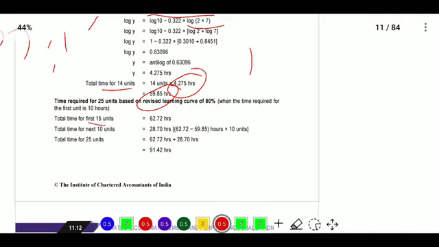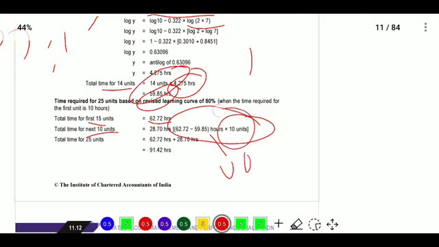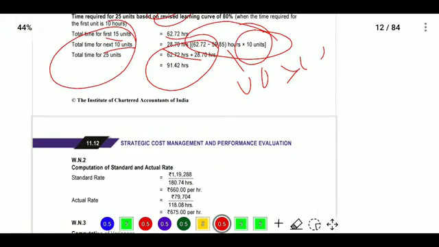So for the first 15 units it will be 62.72 hours, and for the next 10 units, this is 62.72, that is related to 15 units, minus 14 units 59.85. This is what we will get for one unit, but we require it for 10 units. 1 unit into 10 units we will get 28.75. So we will add the 15 units plus 10 units value, and we will get the total time for 25 units. This is the case.